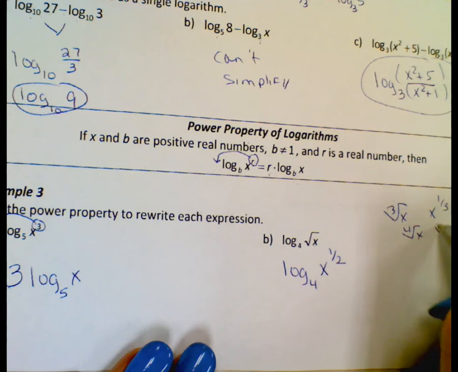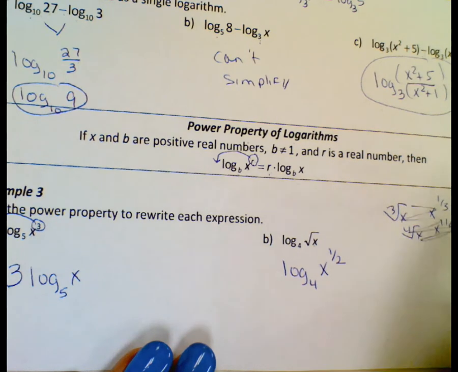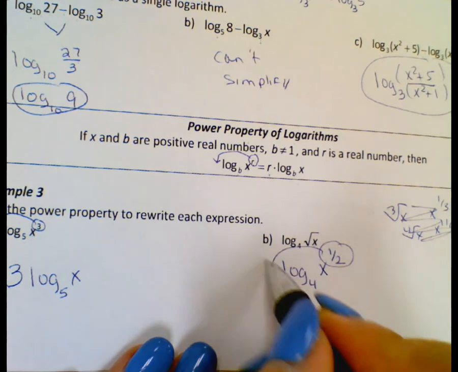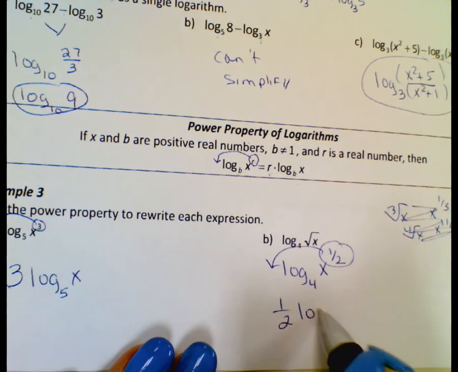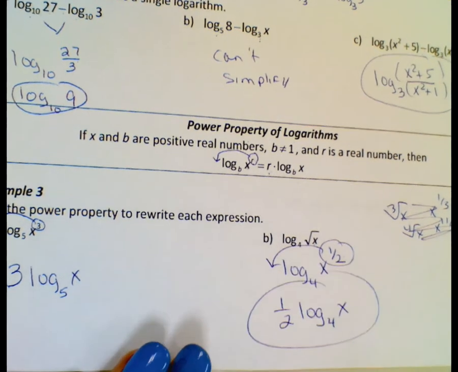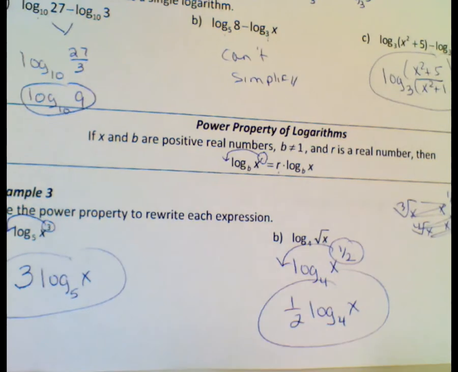Fourth root is x to the 1/4. Keep that in mind. But this one's a square root, so it's x to the 1/2. So now this 1/2 can come out front, and that's your power property.